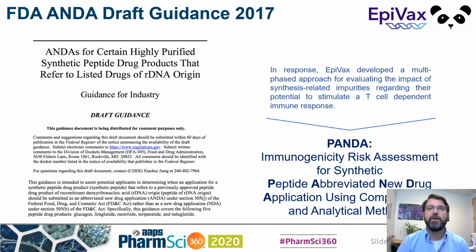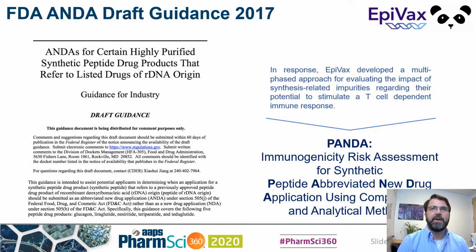As many of you are probably aware, back in 2017, the FDA released a draft guidance entitled ANDAs for certain highly purified synthetic peptide drugs that refer to listed drugs of rDNA origin. As generic drugs become more widely available on the market, synthetic peptide manufacturing is being used to produce these drugs as opposed to recombinant DNA technology. With synthetic peptide manufacturing, there's always the risk that impurities could be present that result from failures in the manufacturing process, or degradation impurities from storage and conditions. Both of these types of impurities can lead to new T-cell epitopes in the product, and some of these impurities could raise the immunogenicity profile of the generic product over and above that of the reference product.